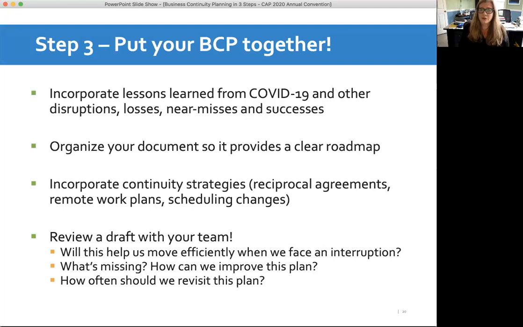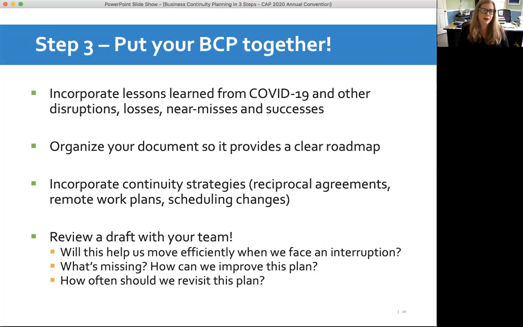So examples of continuity strategies include things like reciprocal agreements, right? An agreement with another agency. If your facilities are damaged and you can't operate from those facilities, you might agree with another community action agency or another nonprofit in your community that you will work out of their offices or use their equipment if your equipment is damaged. That's a reciprocal agreement. It's a really simple way to kind of have a backup plan for operations, thinking that something could happen. Something could occur that would make it impossible to work from your main headquarters.